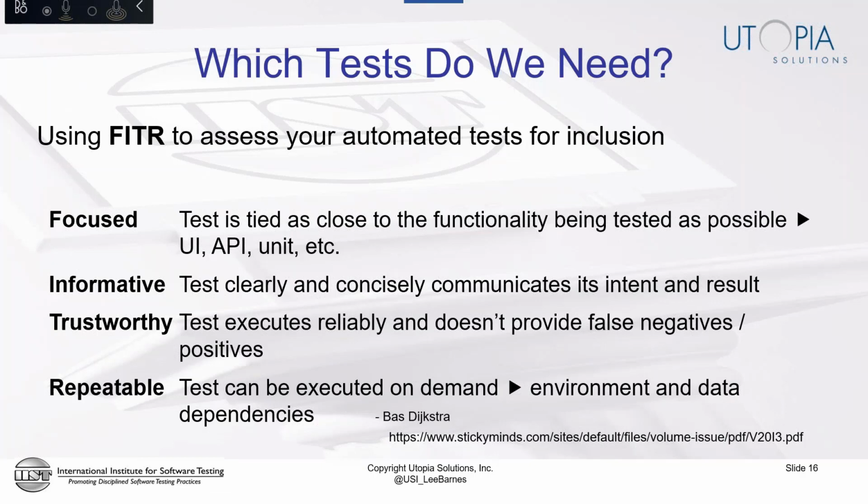Next is informative. And I think first, if your tests are focused, that certainly goes a long way to helping them be informative, but we can do more. The test itself should be as self-documenting as possible. Someone looking at the code or the implementation of the test, wherever that is, should be able to understand its intent. And probably more importantly, the output, so the logging and the reporting, should provide you feedback as to what happened, especially if an issue is encountered, because that's where we spend most of our time, trying to understand why tests failed.